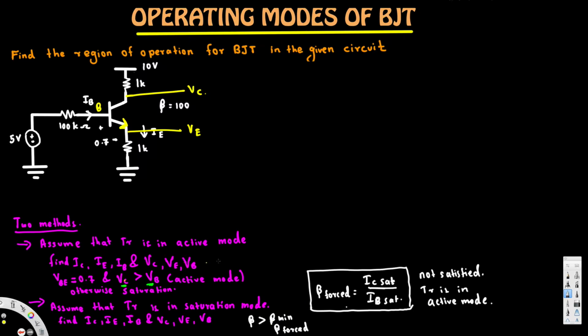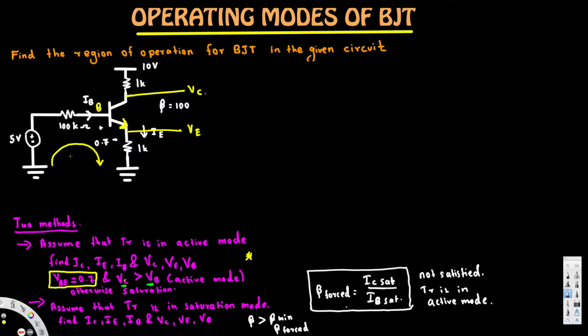Now we are going to use the first method. We assume this is in active mode. If we assume this is in active mode, this is the main thing we have to notice: VBE has to be 0.7. That's the first thing. Now based on that, we are going to solve this. We apply KVL and find the currents, and after we find the currents, everything is going to be easy.